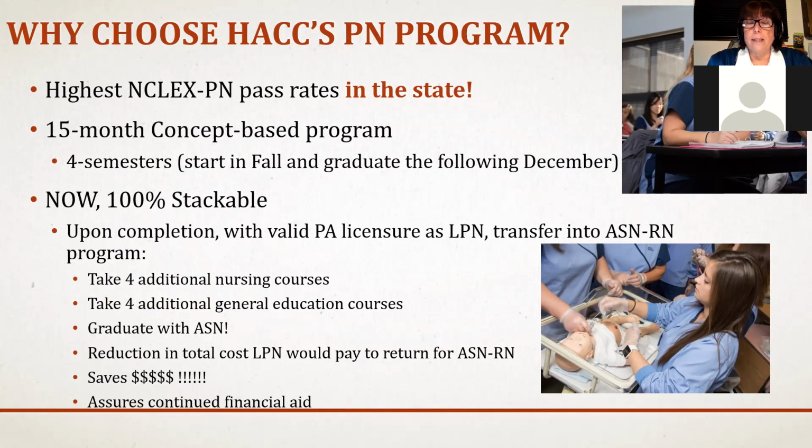Students who successfully complete our LPN program and gain licensure and become an LPN may come back to the program, take 4 additional nursing courses, 4 additional general education courses, and graduate with their ASN, eligible to sit for the NCLEX-RN. So it allows you to take the LPN courses and you don't lose money, because those courses are going to be included in your ability to get your RN. And the PN program assures that you're going to have financial aid.